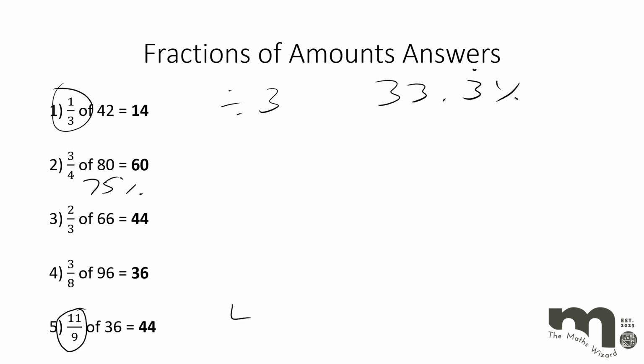On this one, the process is still the same. So we still do 36 divided by 9, which will give us 4. And then we've got to do 4 times 11 to get to 44 on that one. So the process is still the same, but sometimes people get a little bit thrown by the fact that the larger number is on top of the fraction.